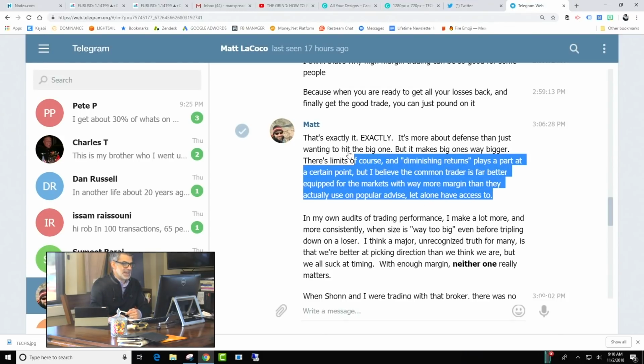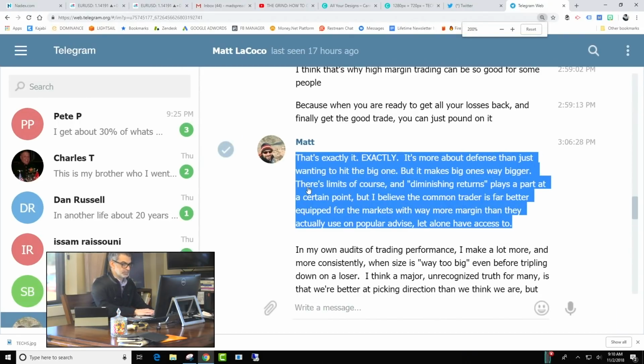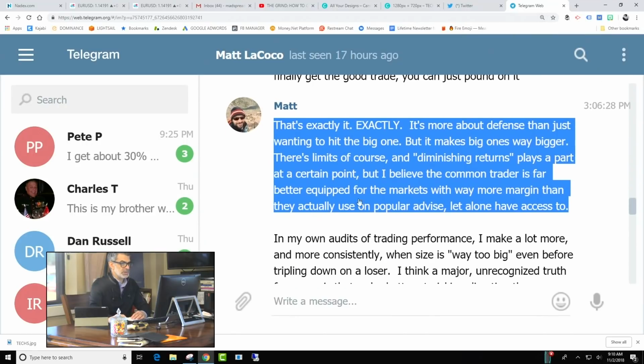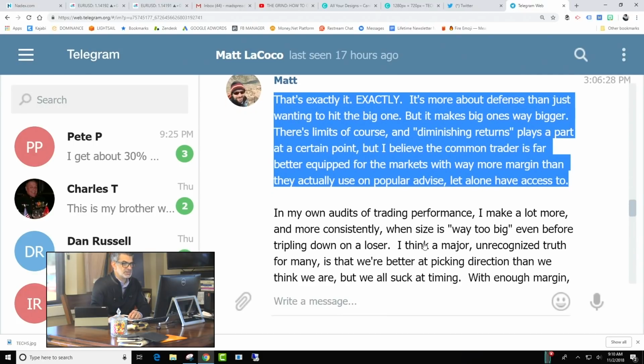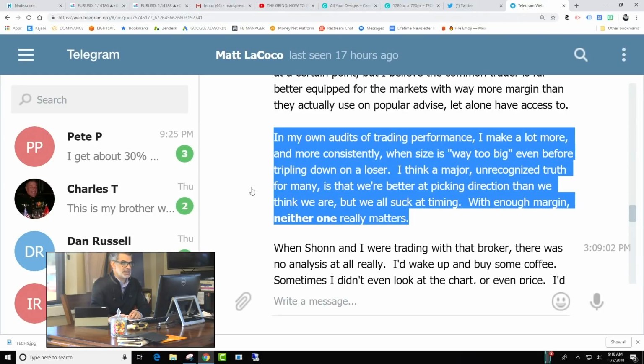Matt says, that's it exactly. It's more about defense than just wanting to hit the big one, but it makes big ones way bigger. There are limits, of course, and diminishing returns plays a part at a certain point, but I believe the common trader is far better equipped for the markets with way more margin than they actually use on popular advice, let alone have access to. In my own audits of trading performance, I make a lot more and more consistently when size is way too big, even before tripling down on a loser. Meaning his first trade is even better.